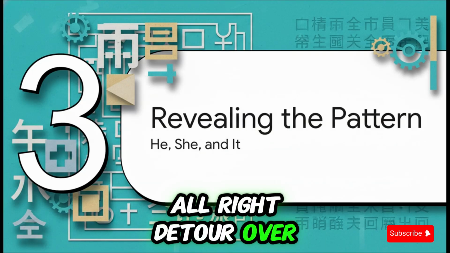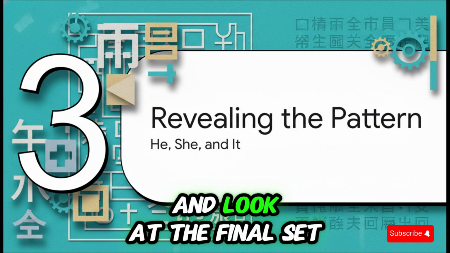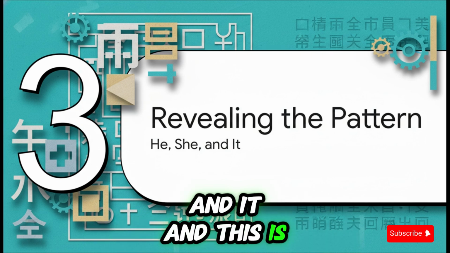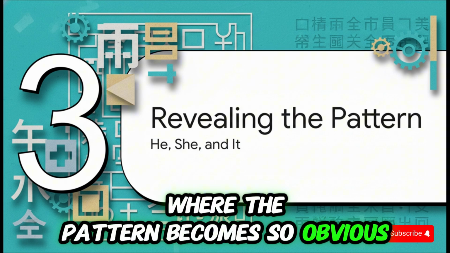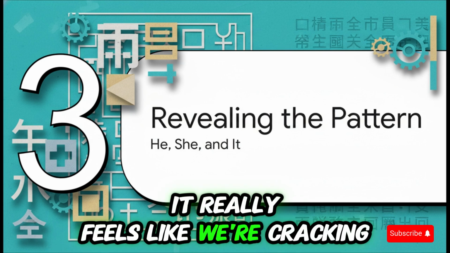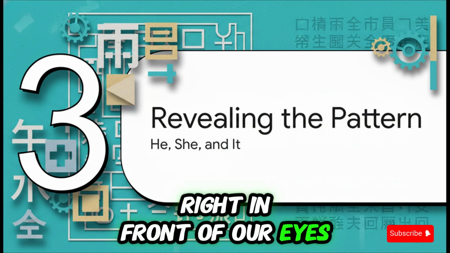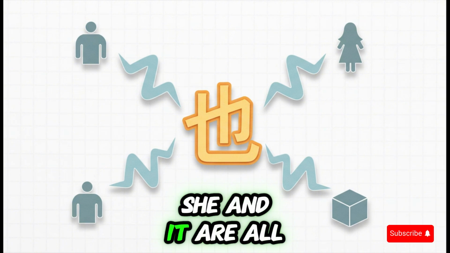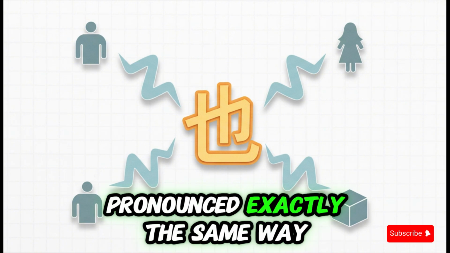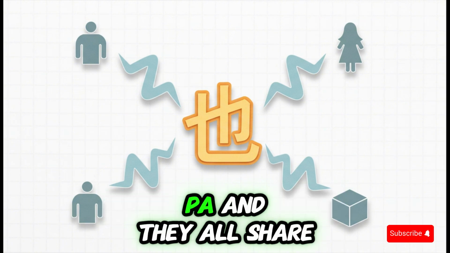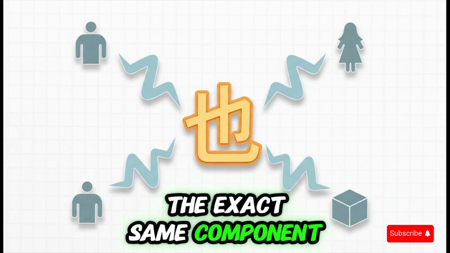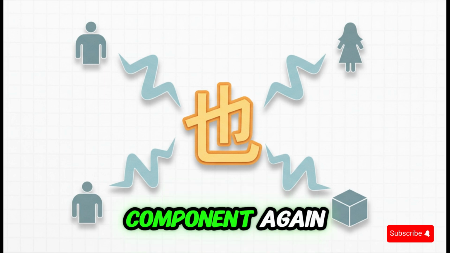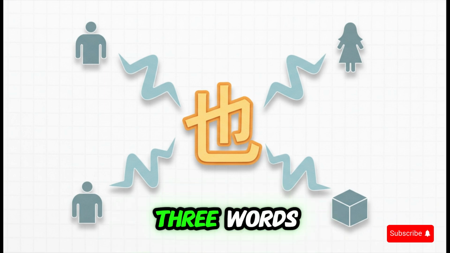All right, detour over. Let's get back to our pronouns and look at the final set, the words for he, she, and it. And this is where the pattern becomes so obvious, so satisfying. It really feels like we're cracking a code right in front of our eyes. So here's the secret. The words for he, she, and it are all pronounced exactly the same way, ta, and they all share the exact same component on the right side, the character ye. This is our phonetic component again. It's giving the sound to all 3 words.